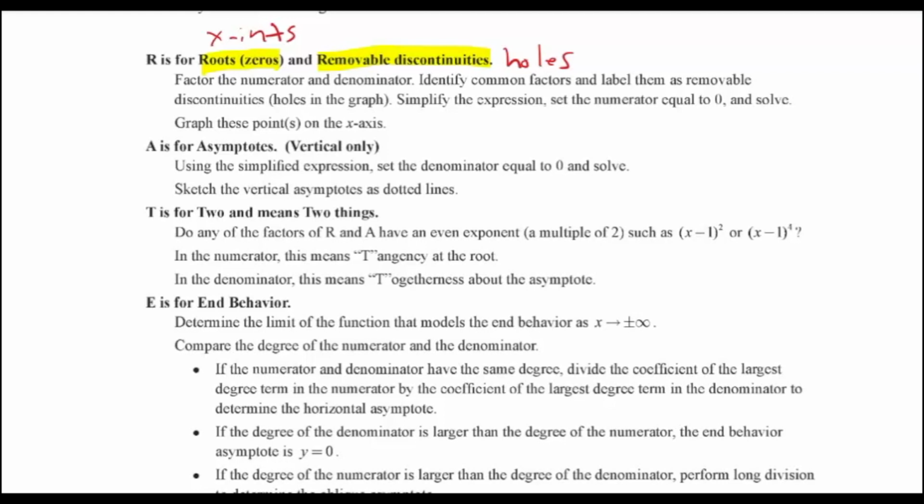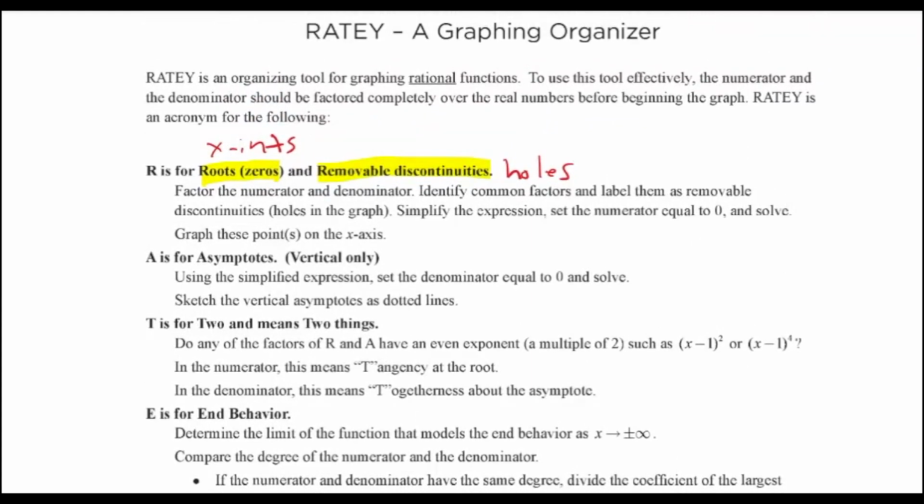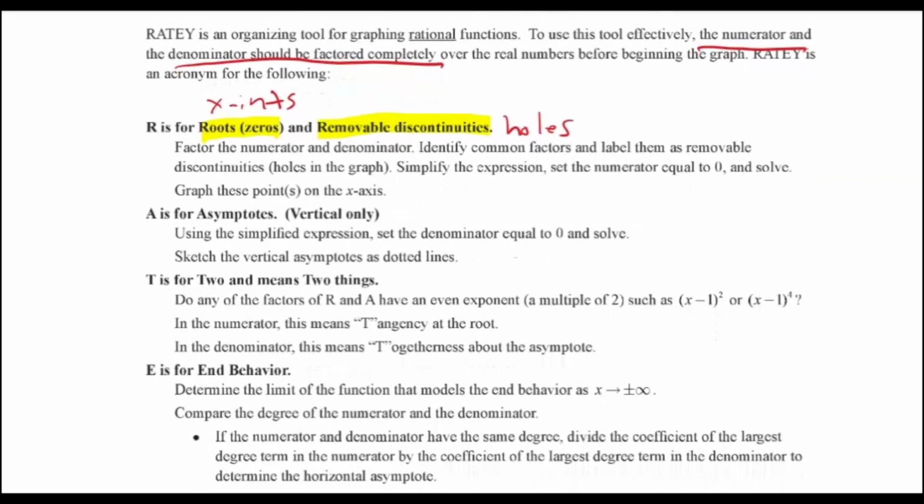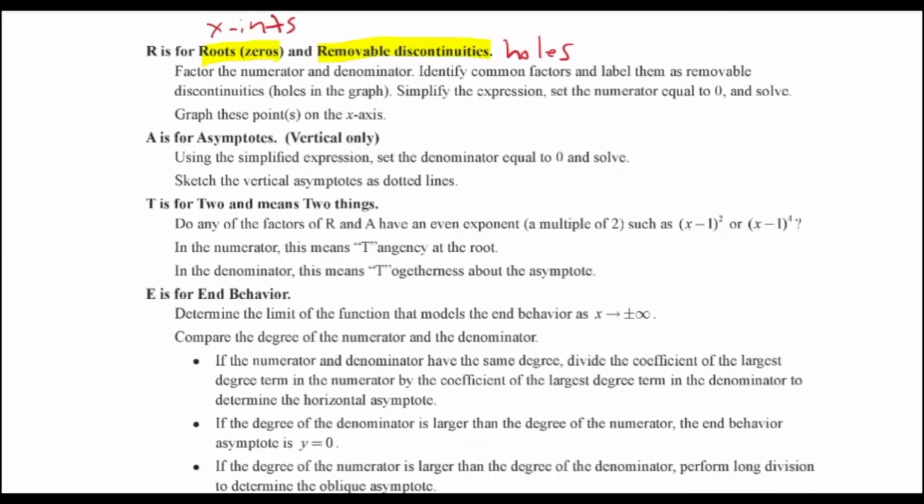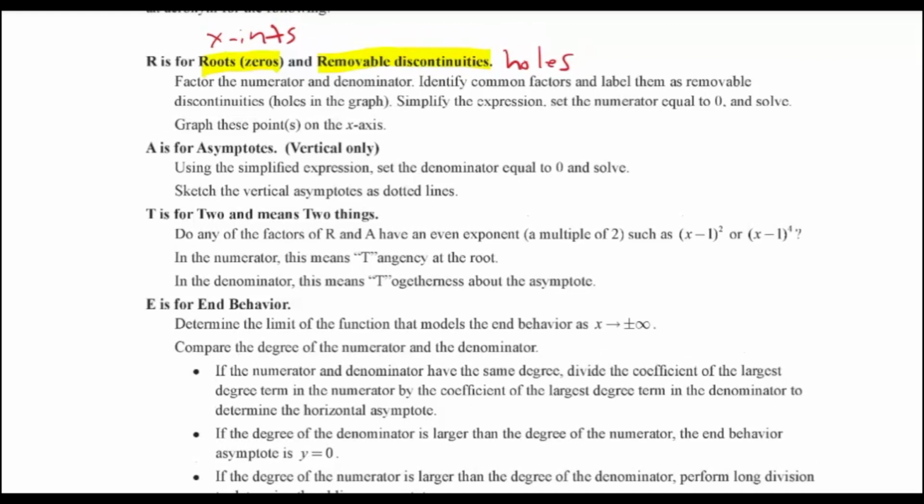Now, the very first thing you're going to want to do is factor the numerator and denominator, and they actually say that above here, where to make this tool effective, you want to factor the numerator and denominator completely. Then, anything that cancels out becomes holes at those x values, and anything left on top you set equal to 0, and that will give you your roots or your zeros or your x-intercepts.